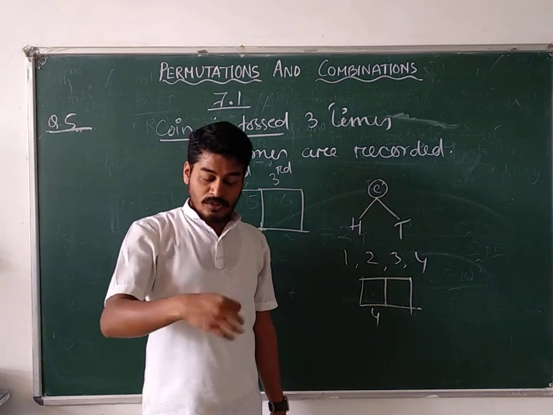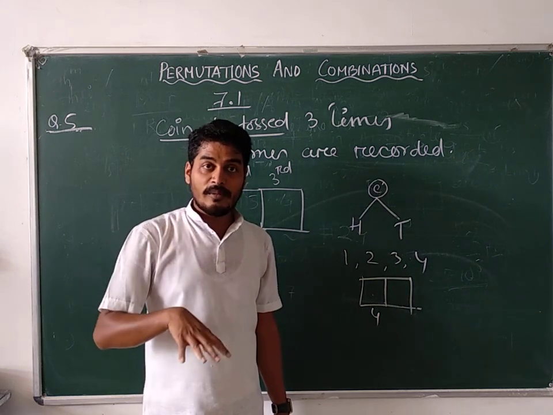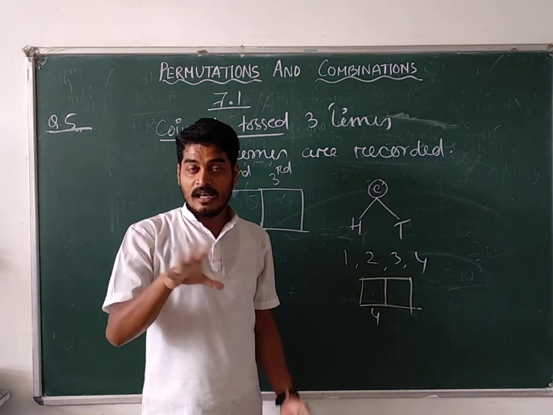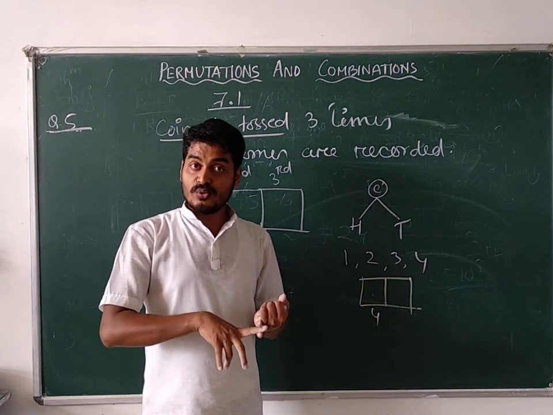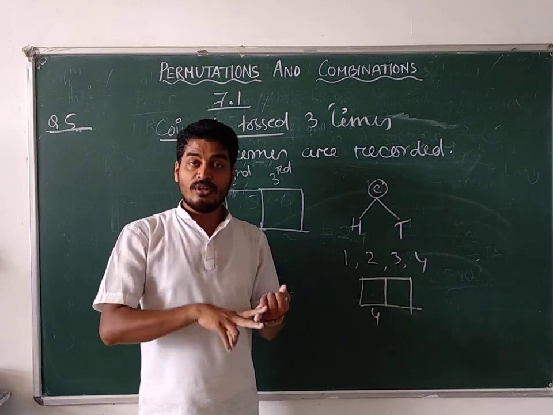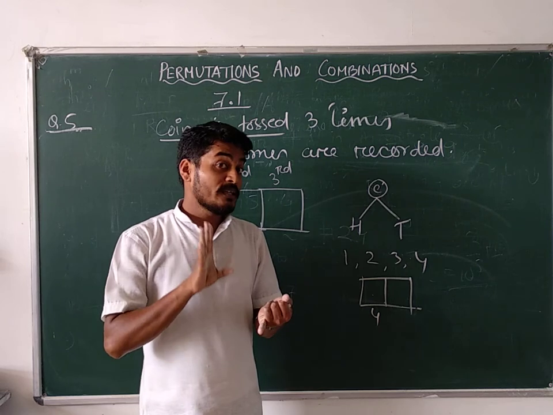Suppose whenever you are throwing a die, how many possibilities are there? 6 possibilities. Either you will get 1, or you will get 2, or you will get 3, or you will get 4, or you will get 5, or you will get 6.